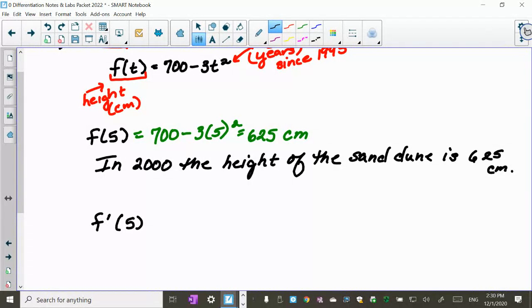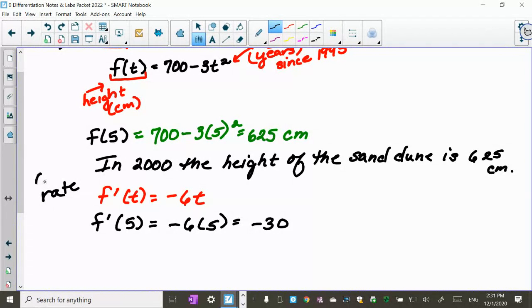First of all, I've got to do f prime to do that. So I'm going to do f prime of t right before it. F prime of t is going to be negative 6t, because when I take the derivative of 700, it's 0. If I take the derivative of negative 3t squared, it's negative 6t. Now, if I plug a 5 into that one, it's going to be negative 6 times 5, which equals negative 30.